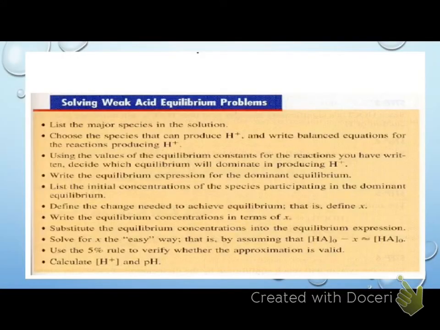So let's work some problems. Here are the steps you want to take. First of all, set up your rice table. Solve for X the easy way, meaning drop it. Say assume X is negligible, and then use the 5% rule to verify if the approximation is valid. And that means then you can calculate the hydrogen and the pH. So once you get your hydrogen concentration from your rice table, then you can do negative log of that. But it's never going to be the concentration of your original amount because you have to go through the rice table.